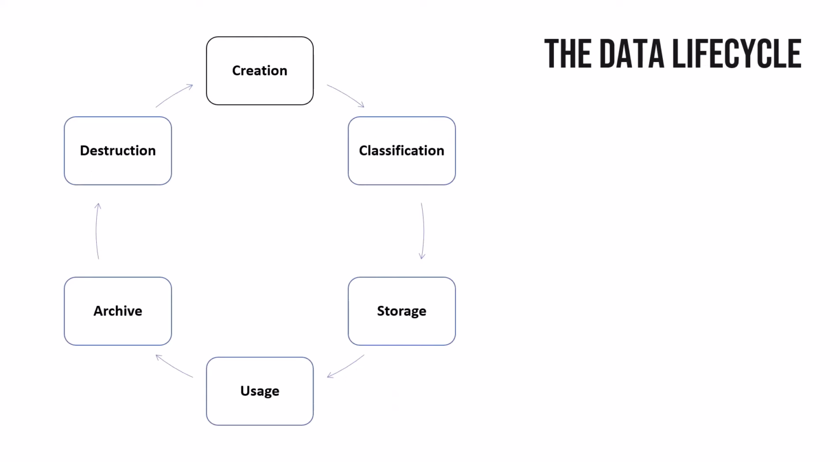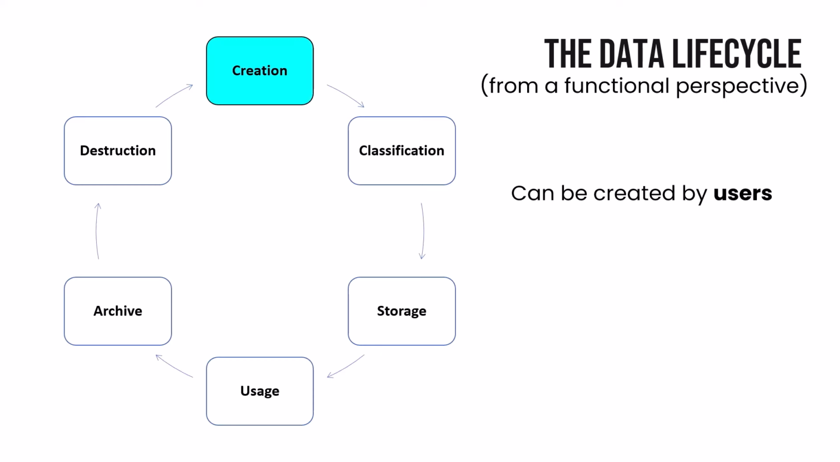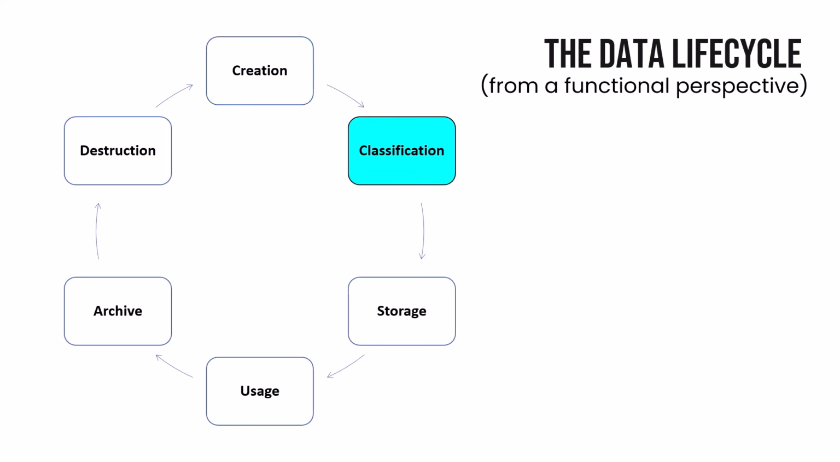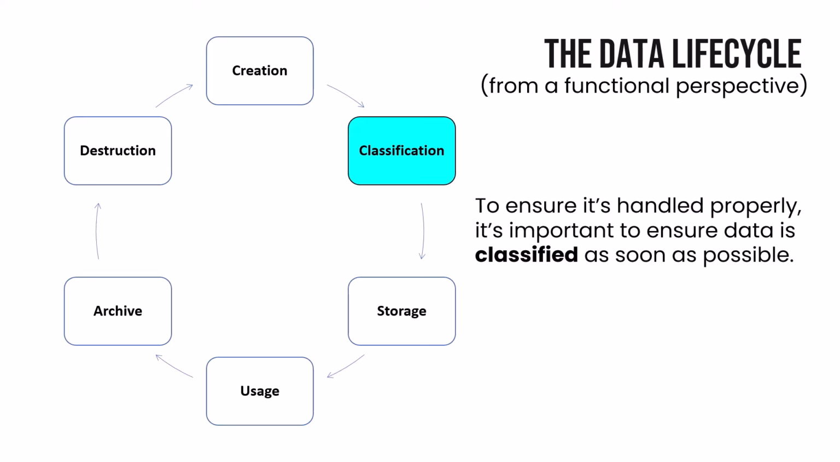Now, to help tie all these concepts together, I want to walk you through the data lifecycle. So the life of data from a functional perspective. So a data's life, of course, begins at creation. Data can be created by users. A user creates a file. It can be created by systems. A system logs access. Then should come classification. So to ensure it's handled properly, it's important to ensure that data is classified as soon as possible.